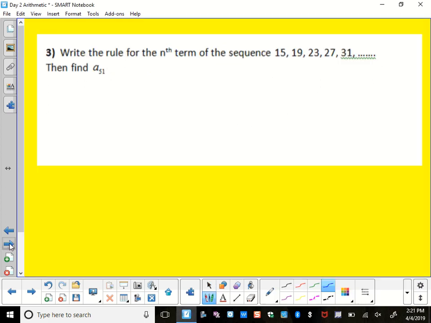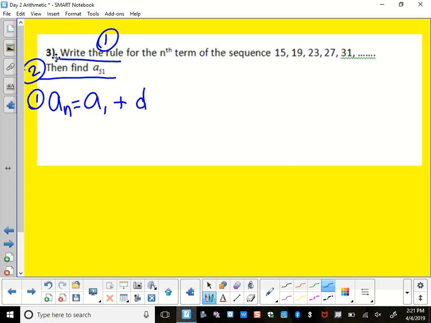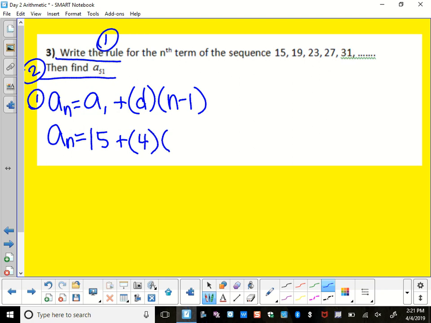Alright, let's look at number 3. Write the rule for the nth term of the sequence and then find the 51st term. So let's write a rule. Because it's a rule, let's see what we have here. What's my first term? 15. What's my difference? 4. And then we have n minus 1. Remember, my n's are matching.